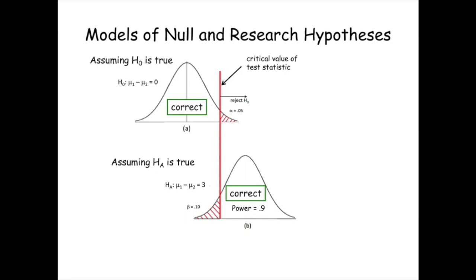Here's the model of the research hypothesis. This actually falls on the same x-axis. I've separated the models vertically so you can see them better. The red line connects the 2 models at the critical value of the test statistic. When the research hypothesis is true, values to the left of the critical value lead to a type 2 error, and values to the right lead to the correct decision.